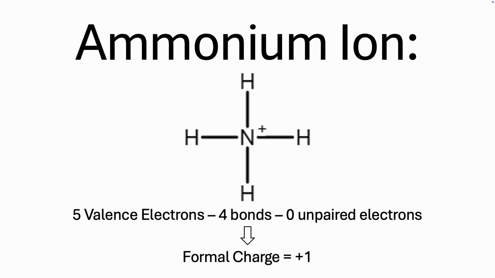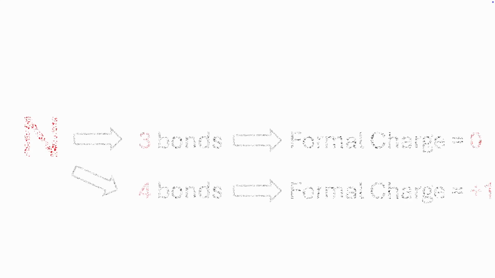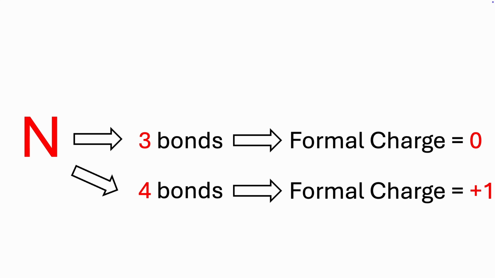What just happened? Let's remember our HONC mnemonic. We said the nitrogen likes to form 3 bonds. When nitrogen has 3 bonds and subsequently 1 lone pair, it has a formal charge of 0. When nitrogen has 4 bonds, or 1 more than it likes, the formal charge is plus 1. This is a pattern we can use for both nitrogen and oxygen.